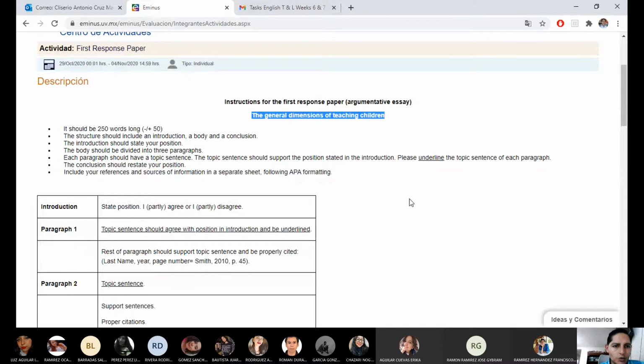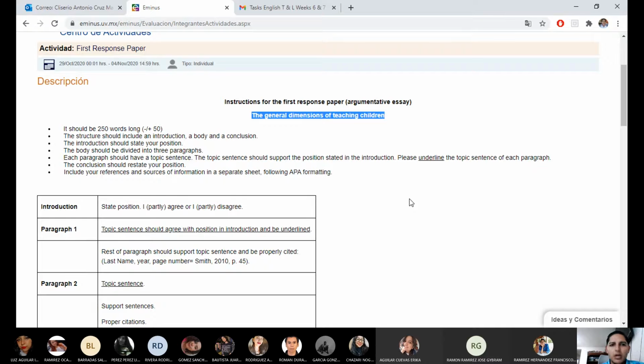What you need to do is write a 250-word paper, 50 words more or 50 words less, but it's one sheet long, approximately. You need to include an introduction, a body to develop your ideas, and one conclusion. The introduction needs to state your position. What kind of a position? Well, you're going to see the topics in a moment. The body should be divided into 3 paragraphs, so you're going to have 5 paragraphs in the end.